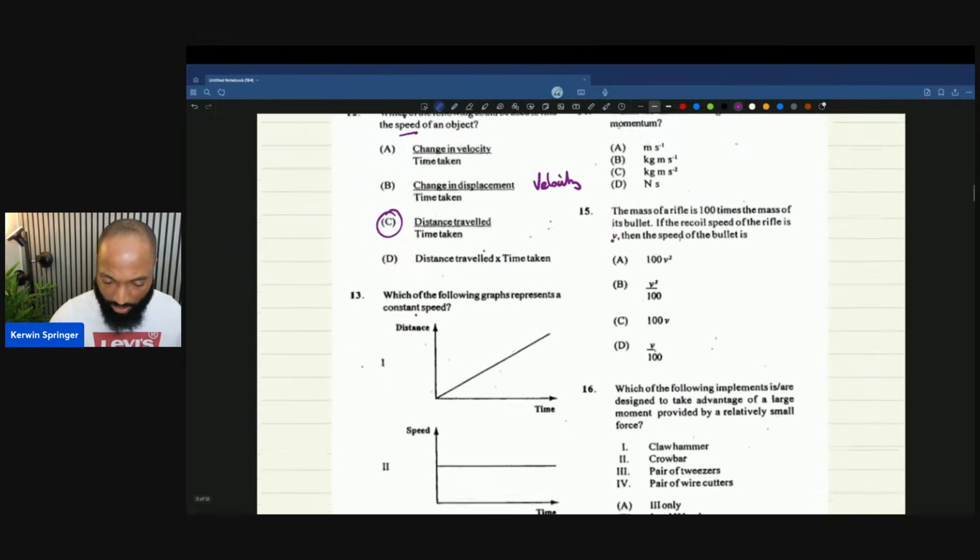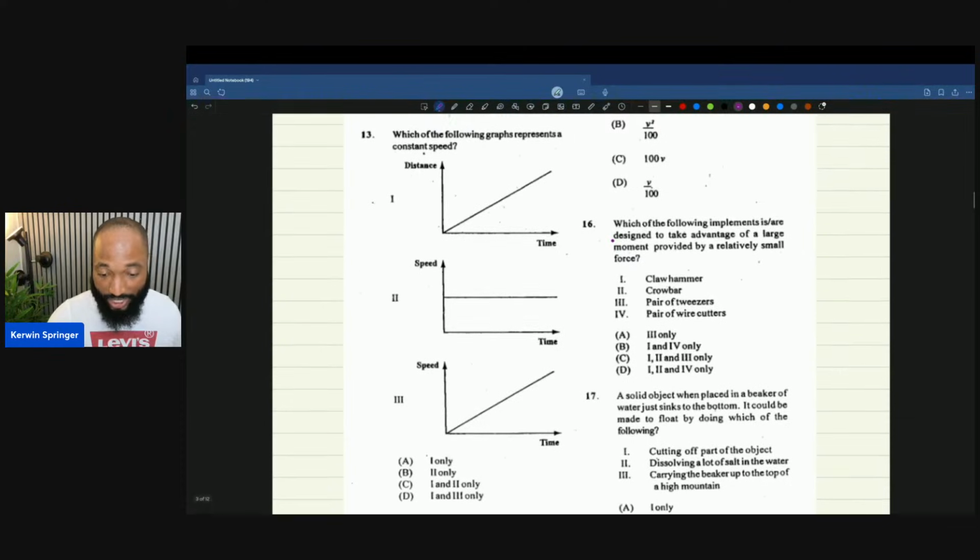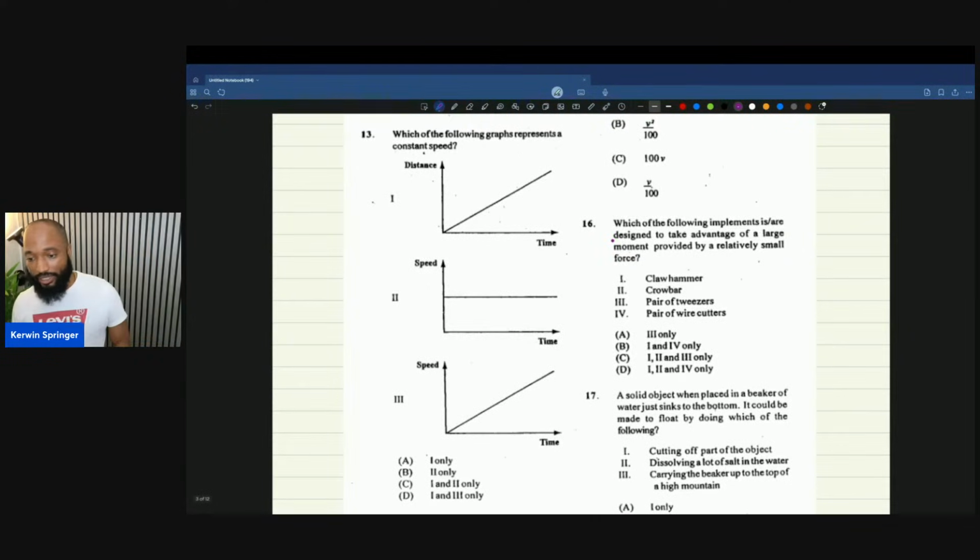So moving on to number 13, which of the following graphs represents a constant speed. Now, we did this in maths recently, those of you all in my maths class. Are they supposed to know this one?